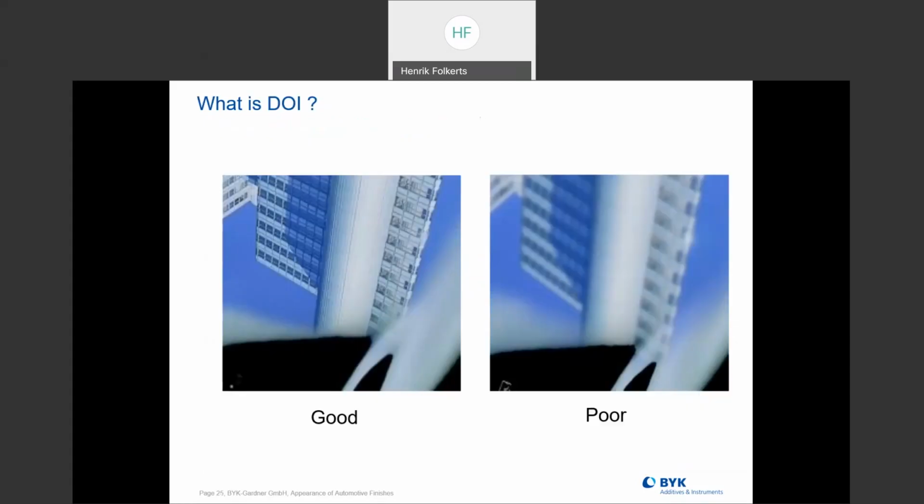So here's the example of what DOI is, which is distinction of image. And on the left side, you can see all the little details in the pole and the windows and everything, which means it has a good DOI. And on the other side, it's quite fuzzy, and that is an example of poor DOI.